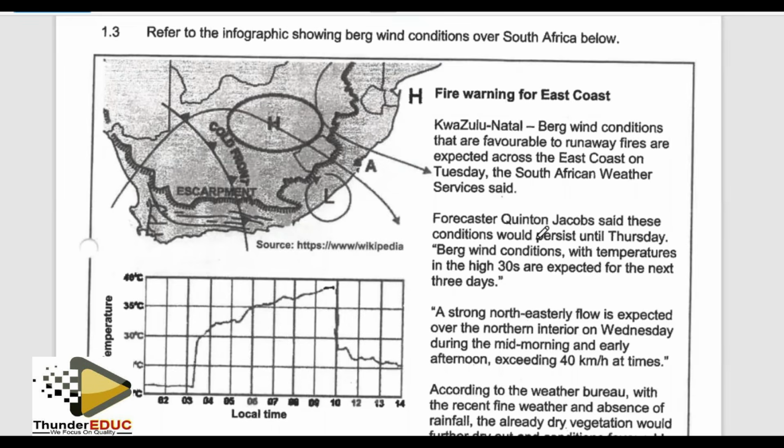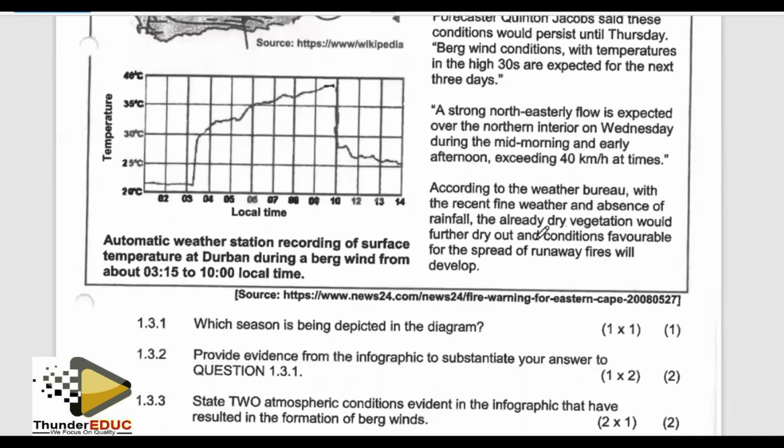So this is going to be winter season. We shall see, since they are already asking us to give evidence. Now they say, provide evidence from the infographic to substantiate your answer to question 1.3.1. So whatever we are going to give must be gotten from the infograph. All right, let's go to the infograph to show why we are saying this is winter season.